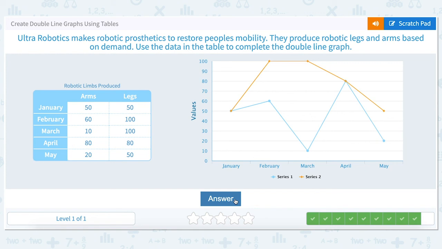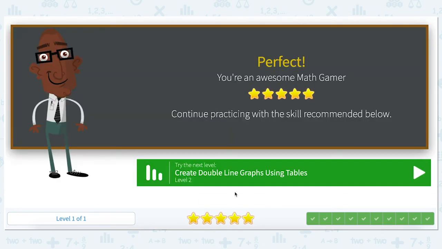We have now graphed both sets of data on the graph. Let's answer the last question. And that is how we create double line graphs using tables.